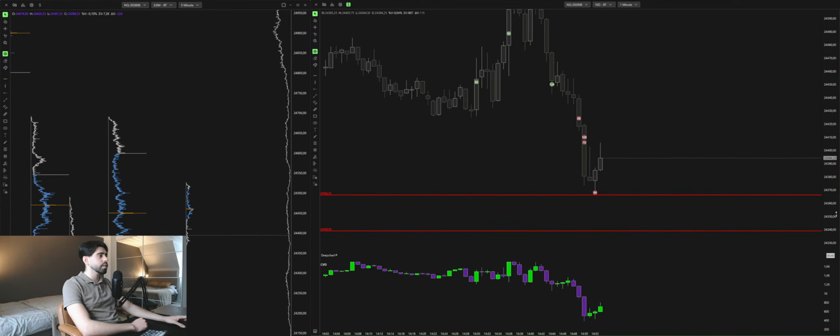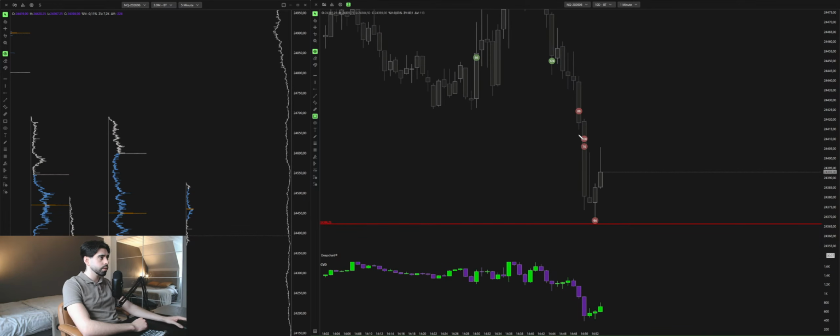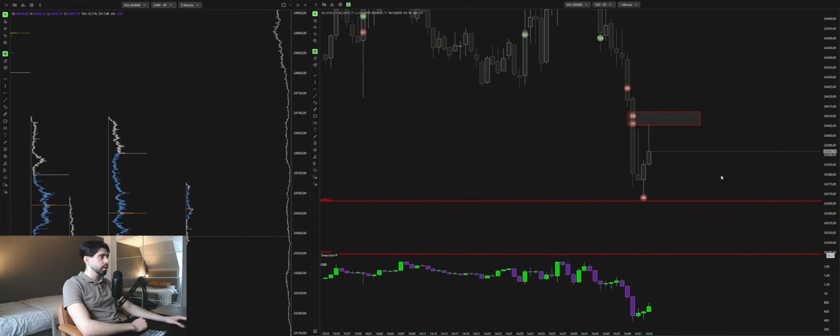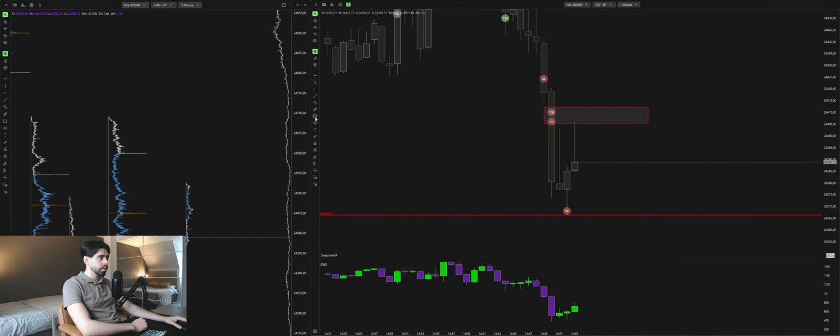Would I take it now after it came up here and started to reject here? No chance. It's lower probability now. Because at best, say price comes lower, say it didn't go up here, it came lower, rejected again. You take a long here. You have a really tight stop loss.